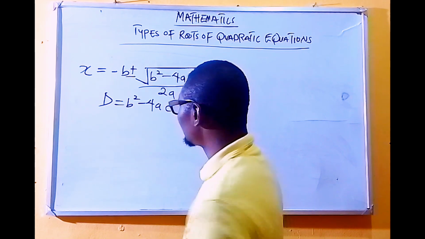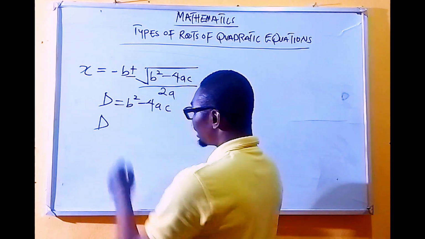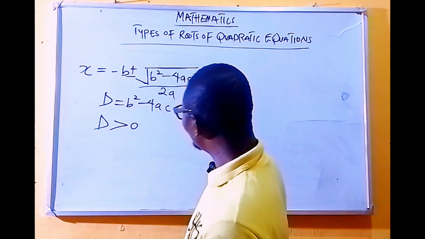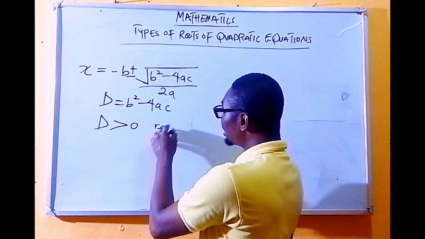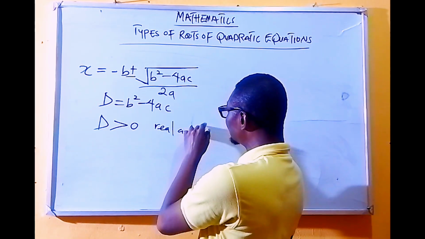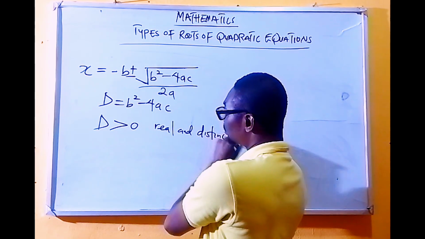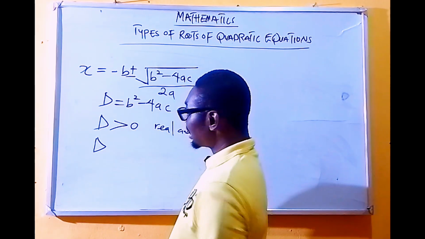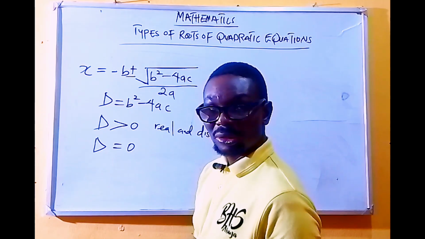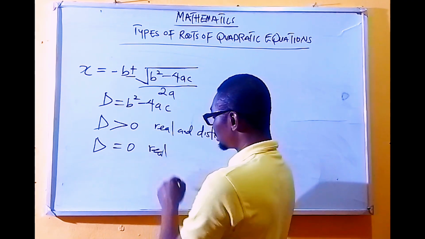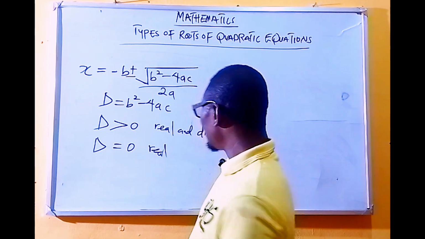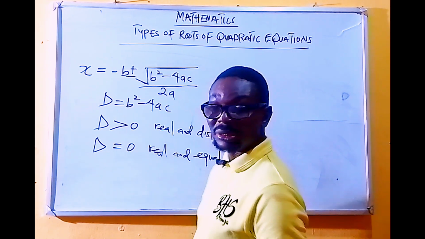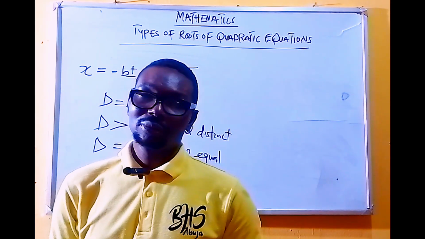Now these are the conditions. When the discriminant is greater than 0, the type of root we are going to get is real and distinct roots. When the discriminant is equal to 0, you're going to get real and equal roots. Sometimes it is called repeated roots.